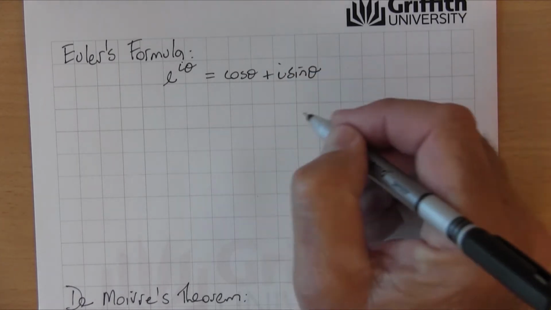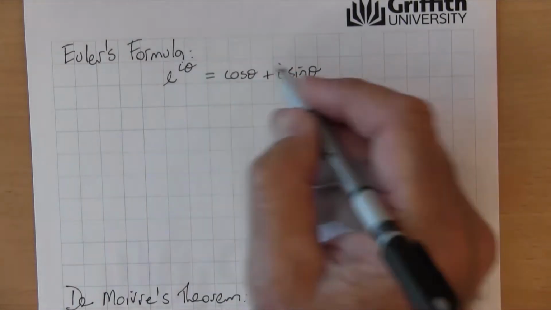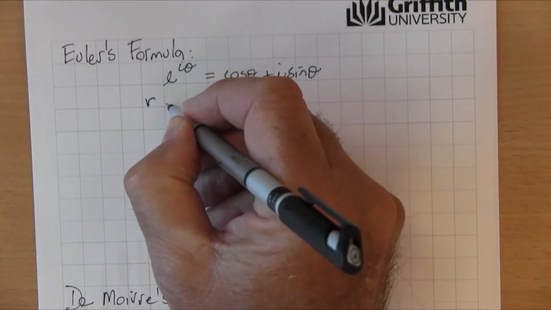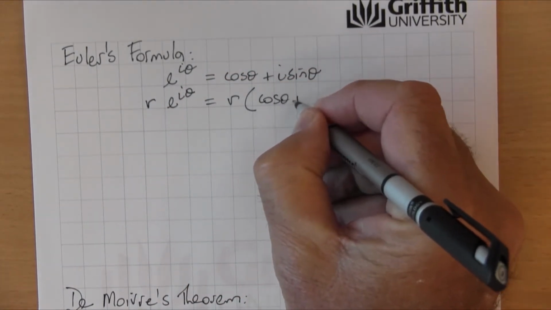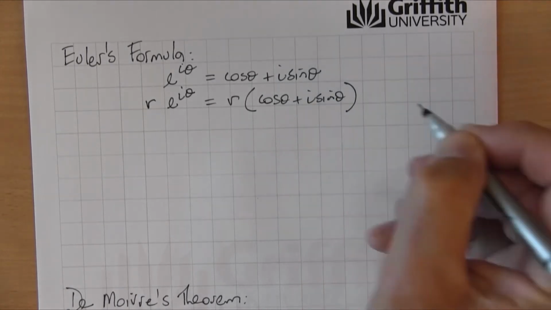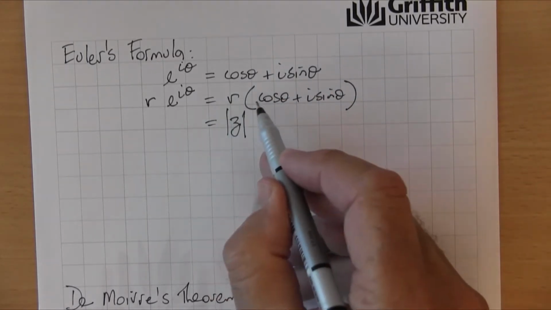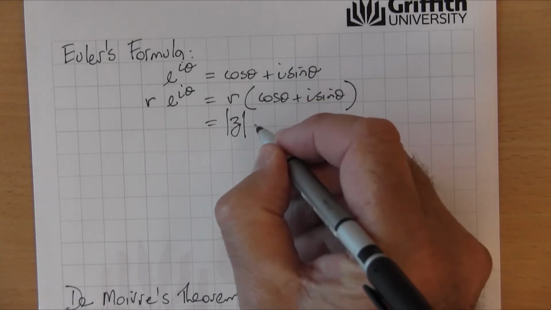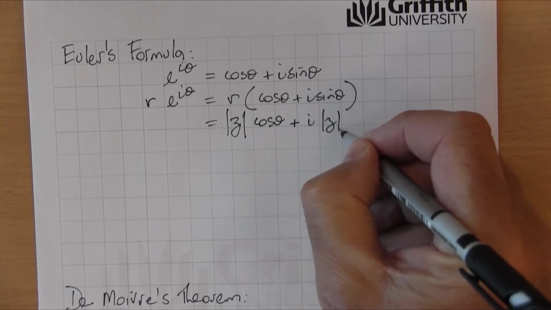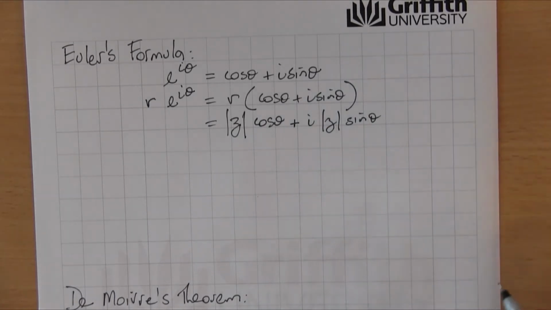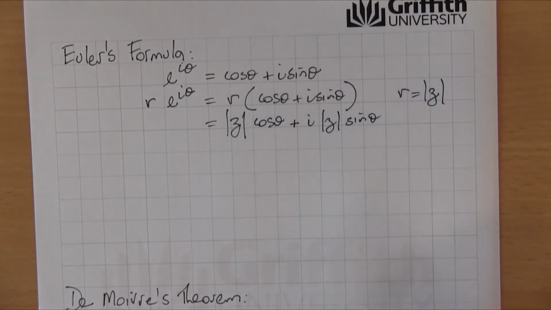And that tends to give us another way of looking at the polar form of a complex number, because if we multiply both sides by r, we get r e to the i theta equals r cos theta plus i sine theta. Now r, as you know, is the mod of z, and if we multiply r out by both, we get mod z cos theta plus i mod z sine theta. So just by expanding out and using the fact that r equals the mod of z.